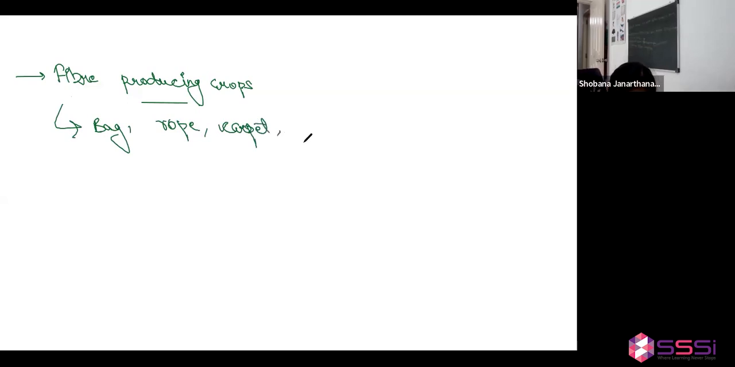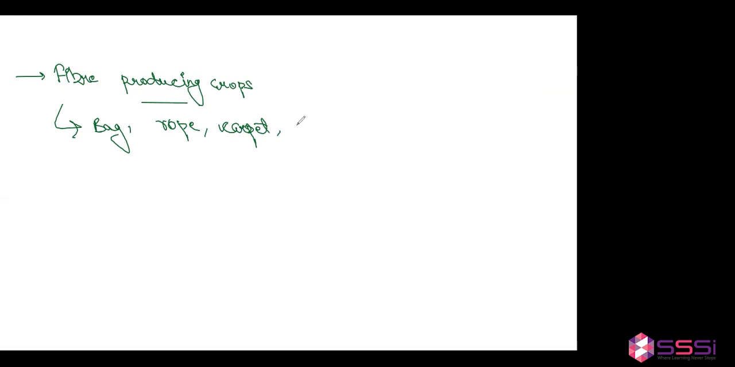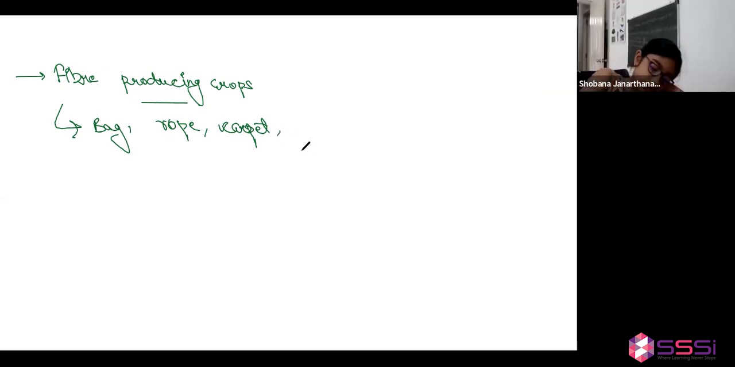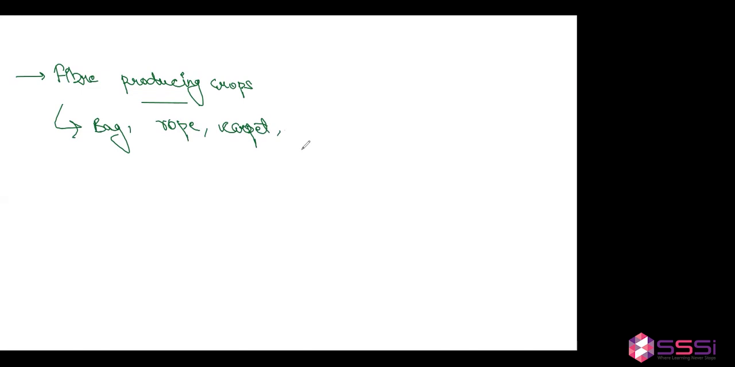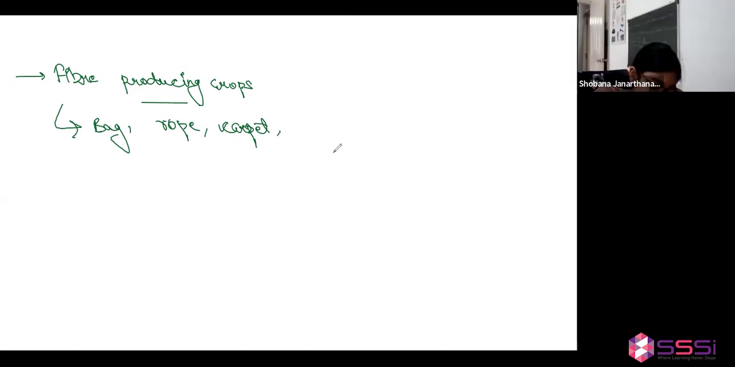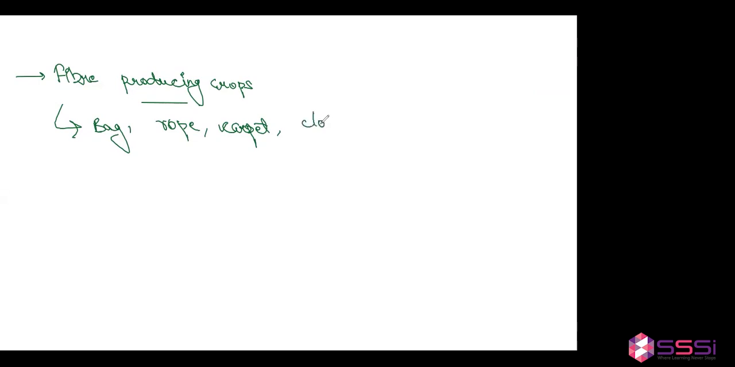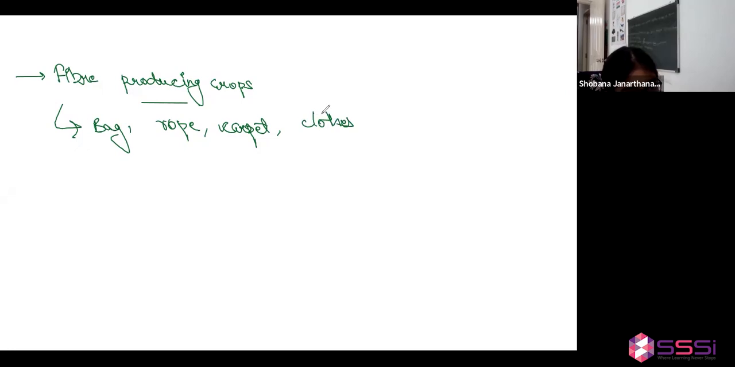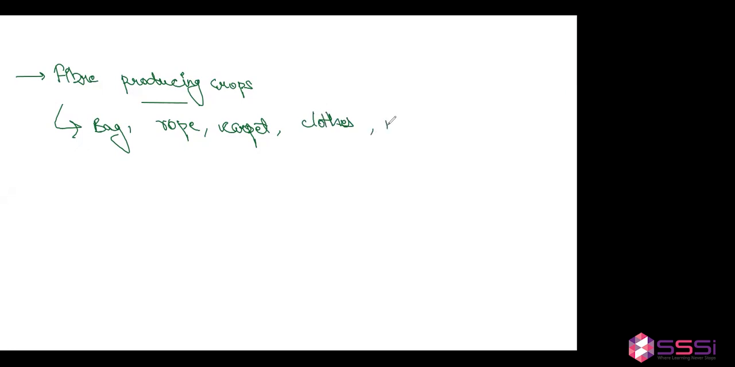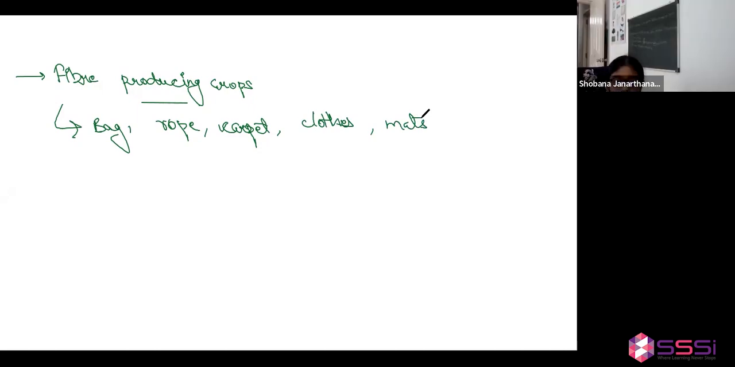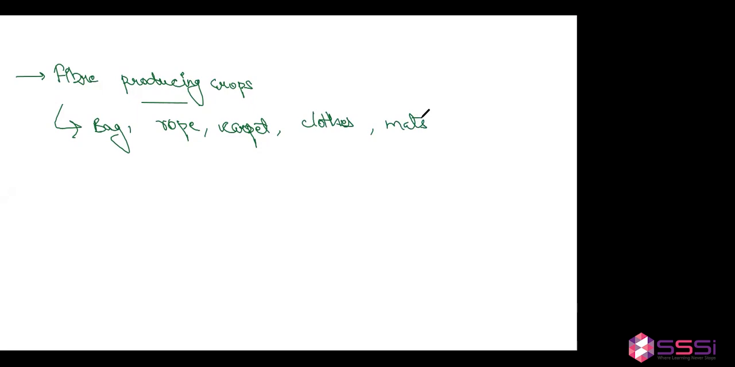Cotton, jute. Yes, cotton will come, jute will come. I am asking how we can use that. So the products: carpet, clothes, mats, etc. Cotton and jute help to make these products, right?